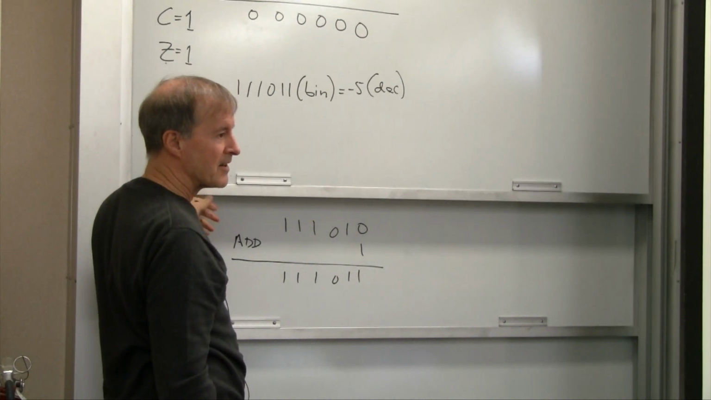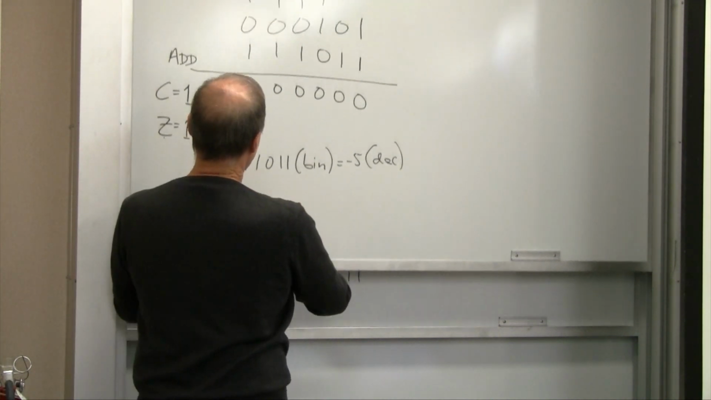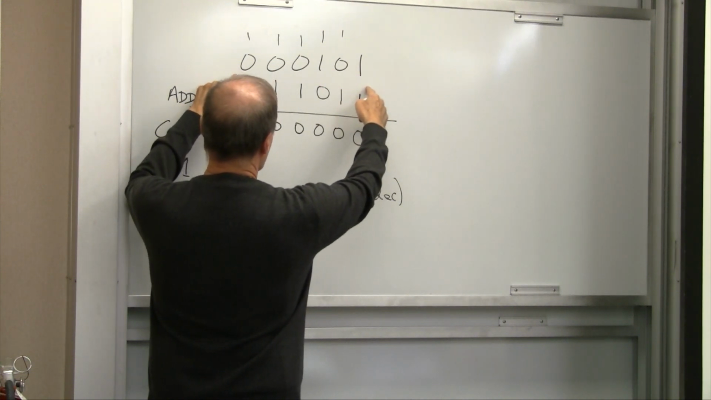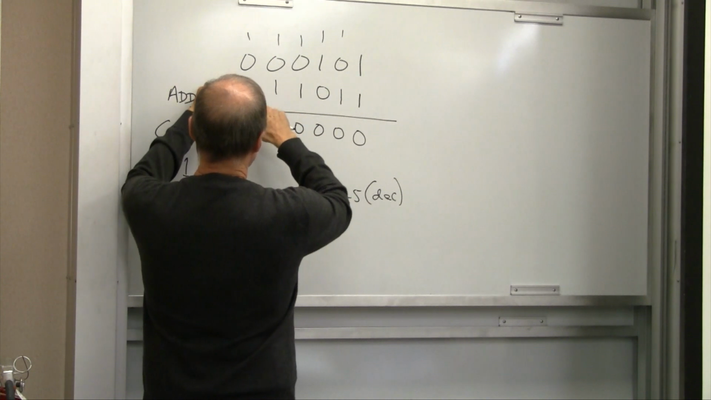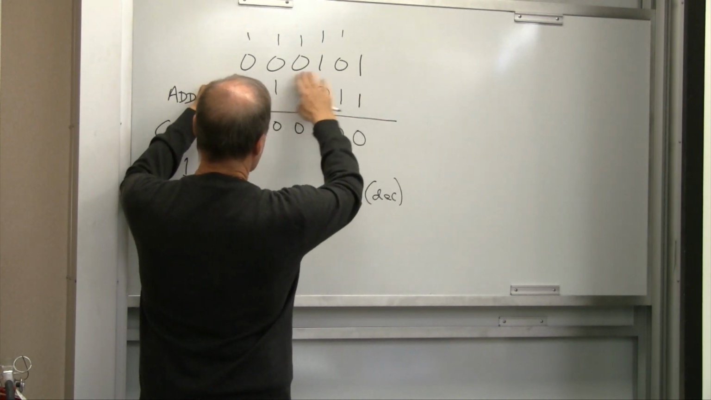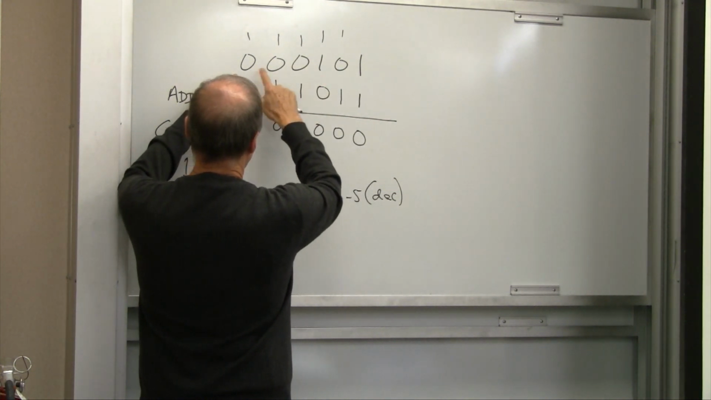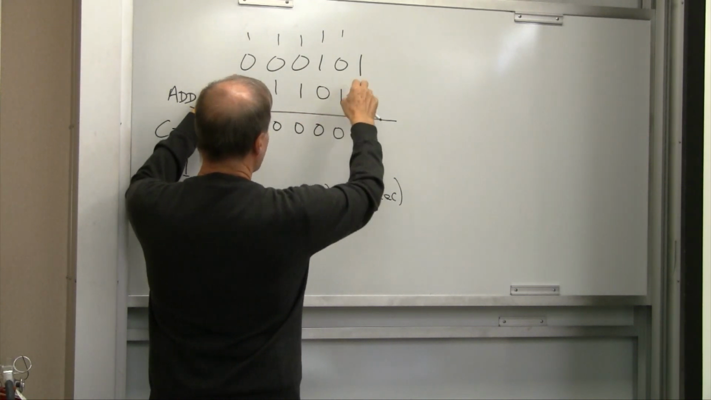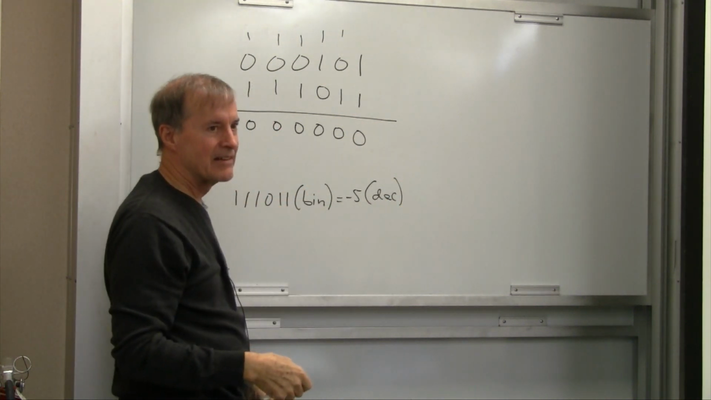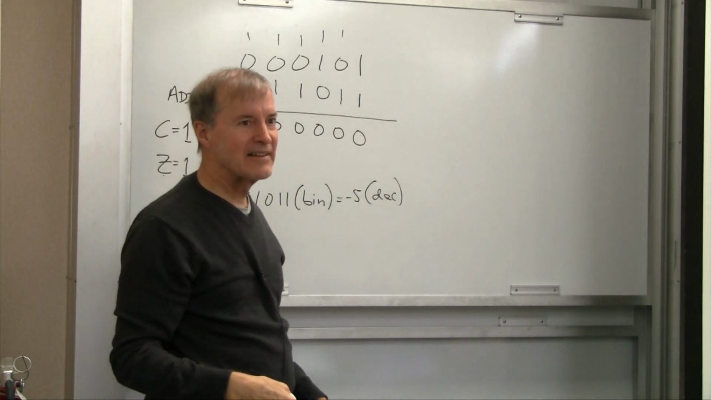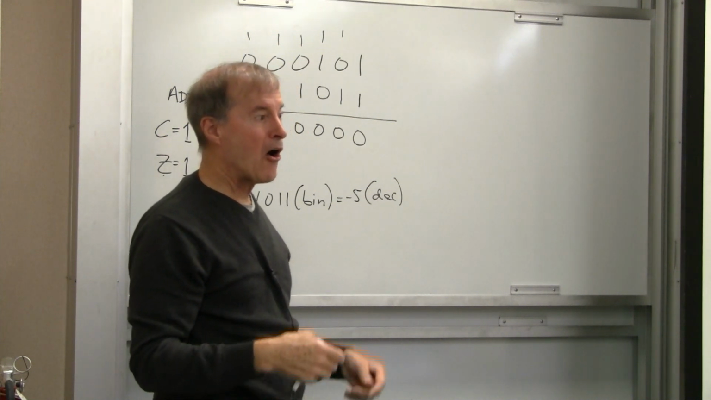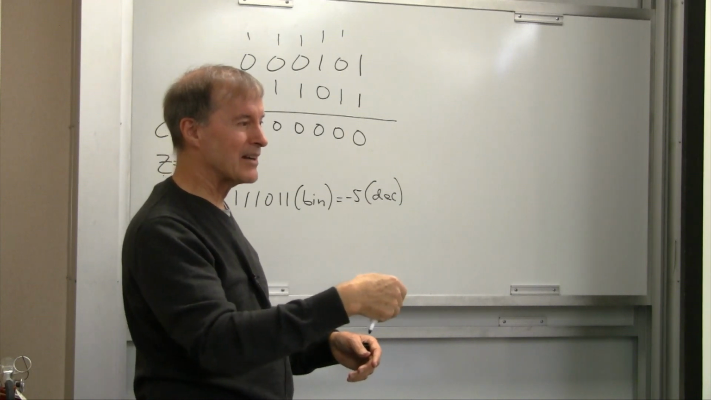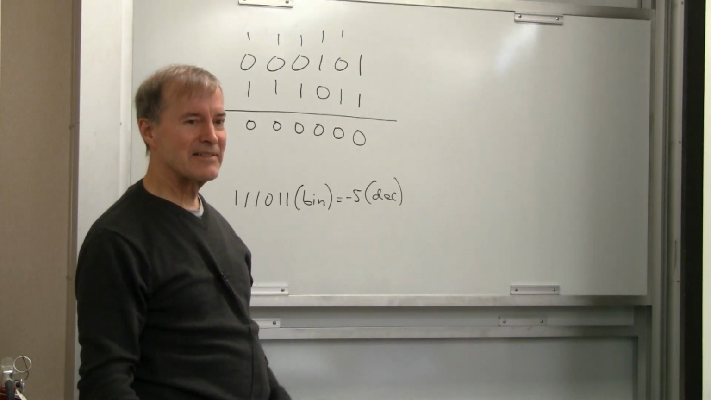Now why does that work? Because if you take this number and you make every 1 a 0 and every 0 a 1, this would be 1, 1, 1, 0, 1, 0. And if you added that to the original, what would you get? All ones. And then if you add 1 to all ones, that's going to turn them into all zeros with a carry out.